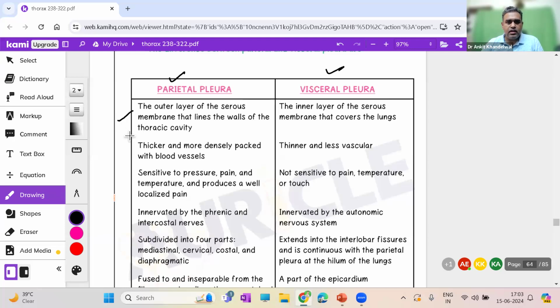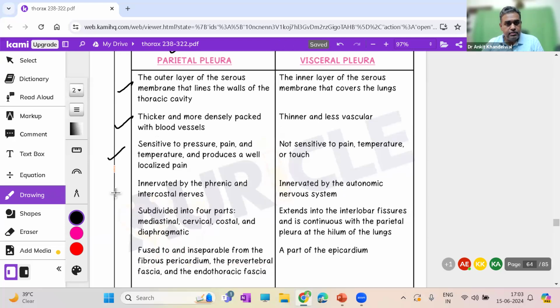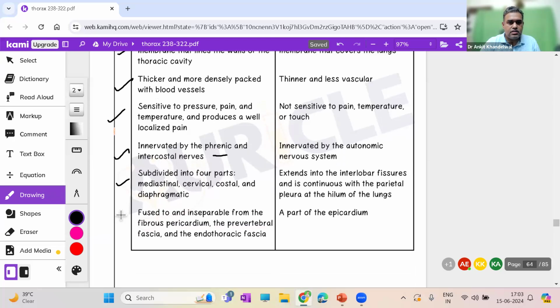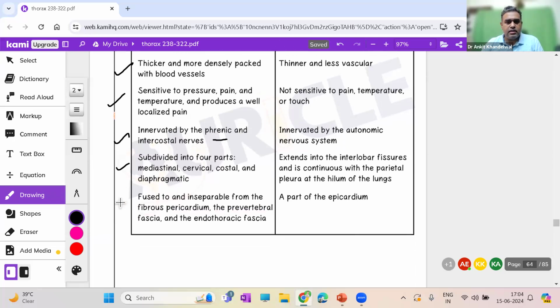Parietal pleura is the outer layer. It is thicker and more densely packed. It is sensitive to pain and temperature, innervated by intercostal nerves, sometimes from phrenic nerves also, subdivided into 4 parts, and fused and inseparable from the pericardium.